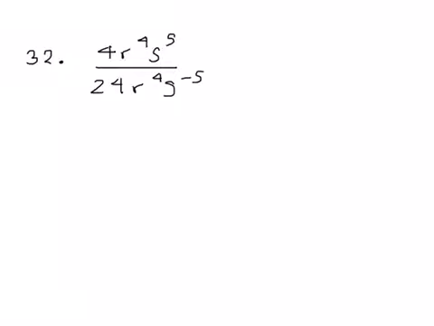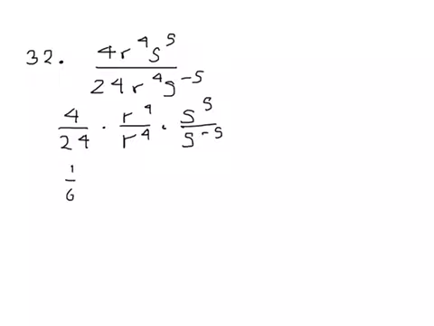So I'm going to do the same thing. I'm going to break things up: r's with r's, s's with s's, and even constants with constants. So in other words, this is going to be 4 over 24 times r to the 4th over r to the 4th times s to the 5th over s to the -5. So 4 over 24, we just do normal stuff. We reduce it, so that becomes 1/6.